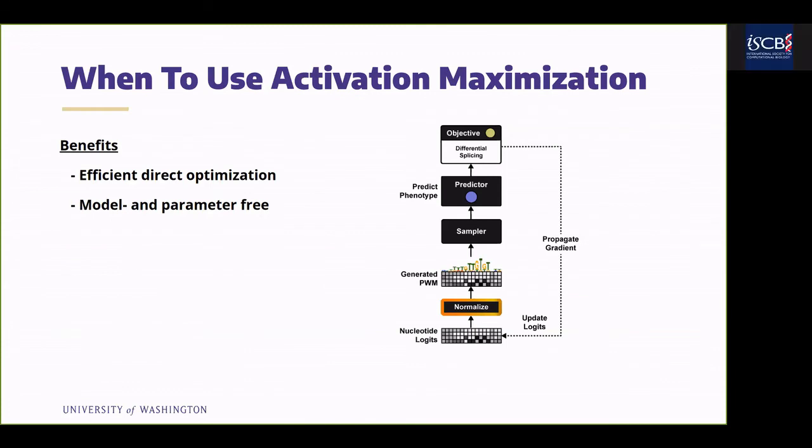Activation maximization, I would argue, is a really efficient method for doing direct maximization of some pre-trained fitness predictor. Another thing that's really nice about activation maximization is that it's model and parameter free. Once you've trained your fitness predictor, there are no more parameters that you need to tune. You can start to design sequences immediately. If you remember, there were these global scaling and offset parameters in the normalization layer, but those are trained with gradient descent as well.